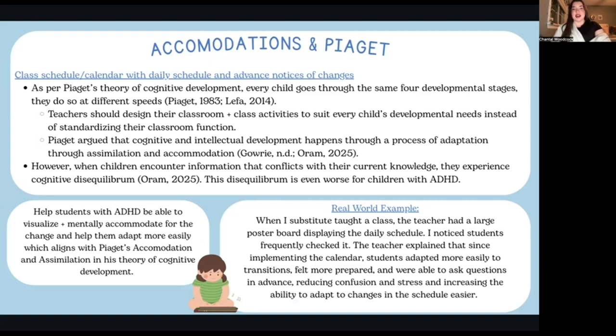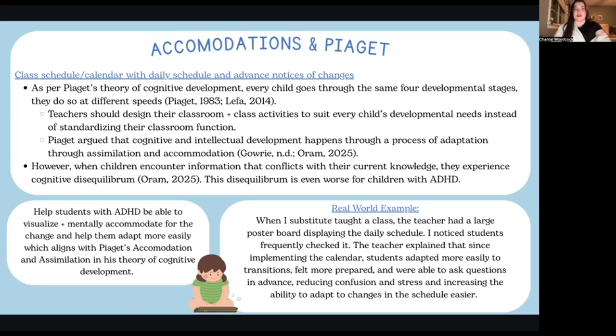Piaget argues that cognitive and intellectual development happens through a process of adaptation, through accommodation and assimilation, where accommodation is where the learner has to adjust their cognitive structure in order to fit and incorporate new learned information, where assimilation is the process in which information that matches and builds on pre-existing knowledge can be readily incorporated into the learner's cognitive structure. However, when children encounter information that conflicts with their current knowledge, they experience cognitive disequilibrium, and this disequilibrium is even worse for children with ADHD.